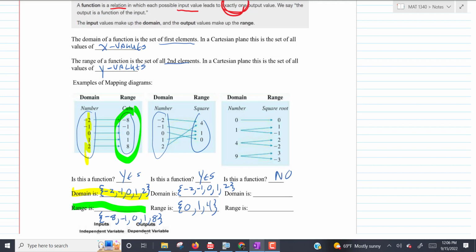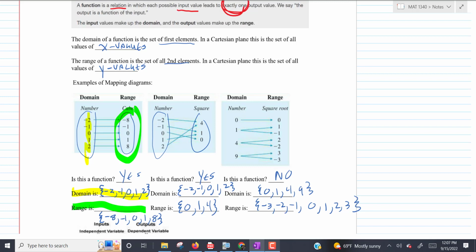We still are going to talk about the domain, because you can have a domain of a relation. This is a relation. It's just not a function. So the domain would be 0, 1, 4, 9. And then the range would be, it doesn't really matter what order, but I'm going to go -3, -2, -1, 0, 1, 2, and 3.